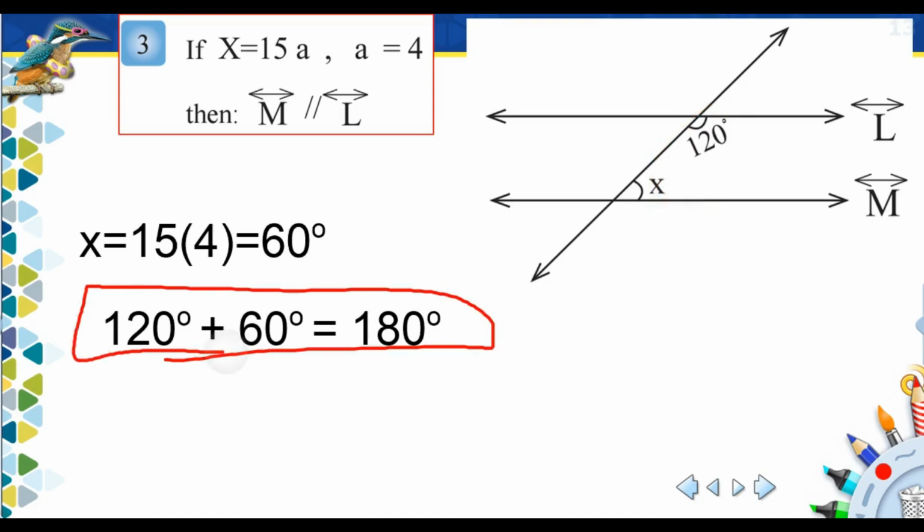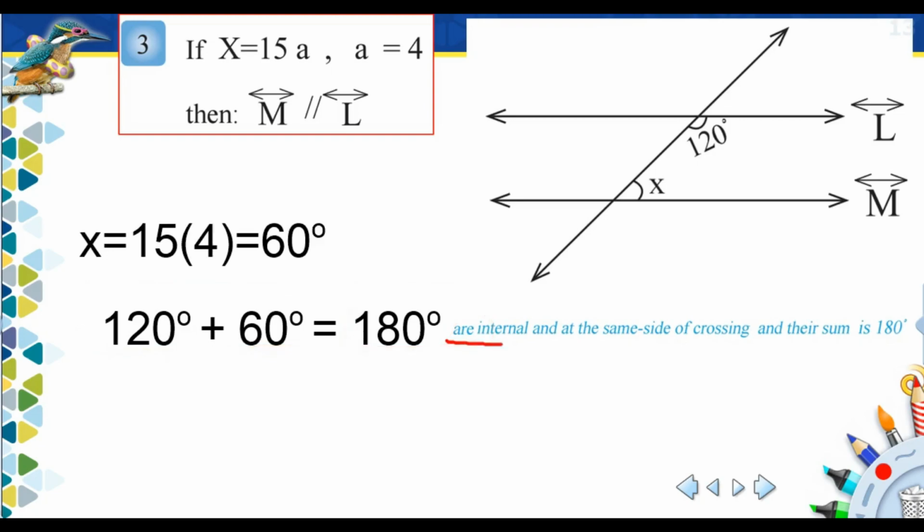120 plus 60 degrees equals 180 degrees. That means they are interior angles on the same side of a transversal, and their sum is 180 degrees. That means line M is parallel to line L.